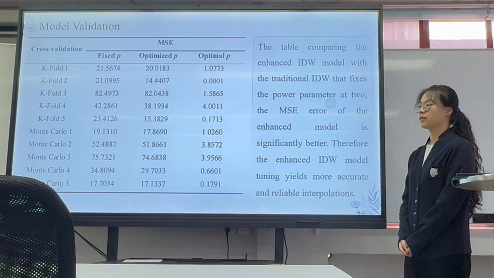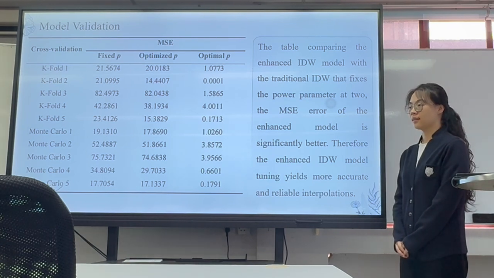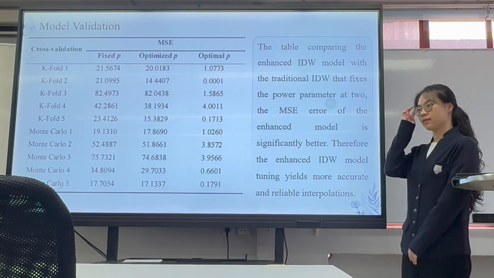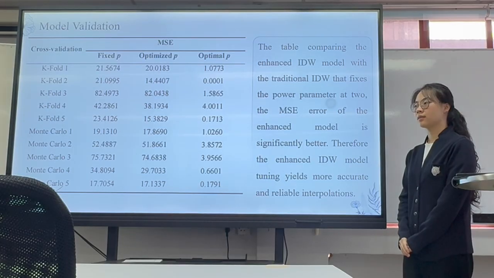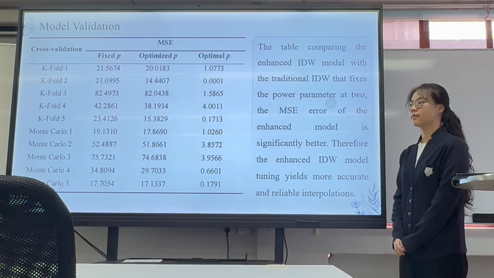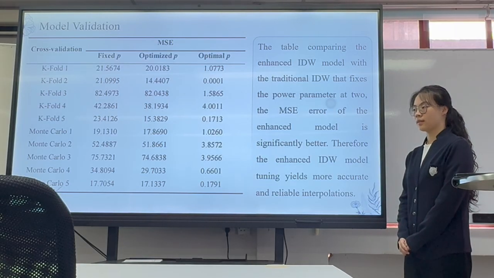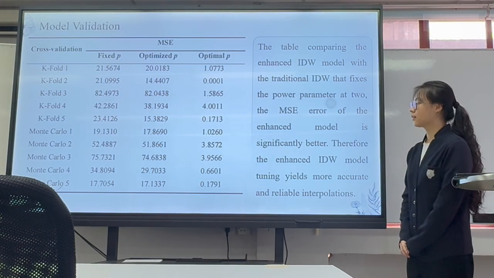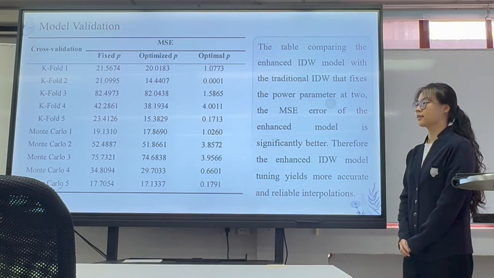Okay, talk to your supervisor about this method, how you can validate the model. You cannot just take the MSE value from the optimized P, because you're going to compare with the fixed P and the optimal P. So this is a bias comparison. Okay, same goes to Monte Carlo. So you have to improve this part.